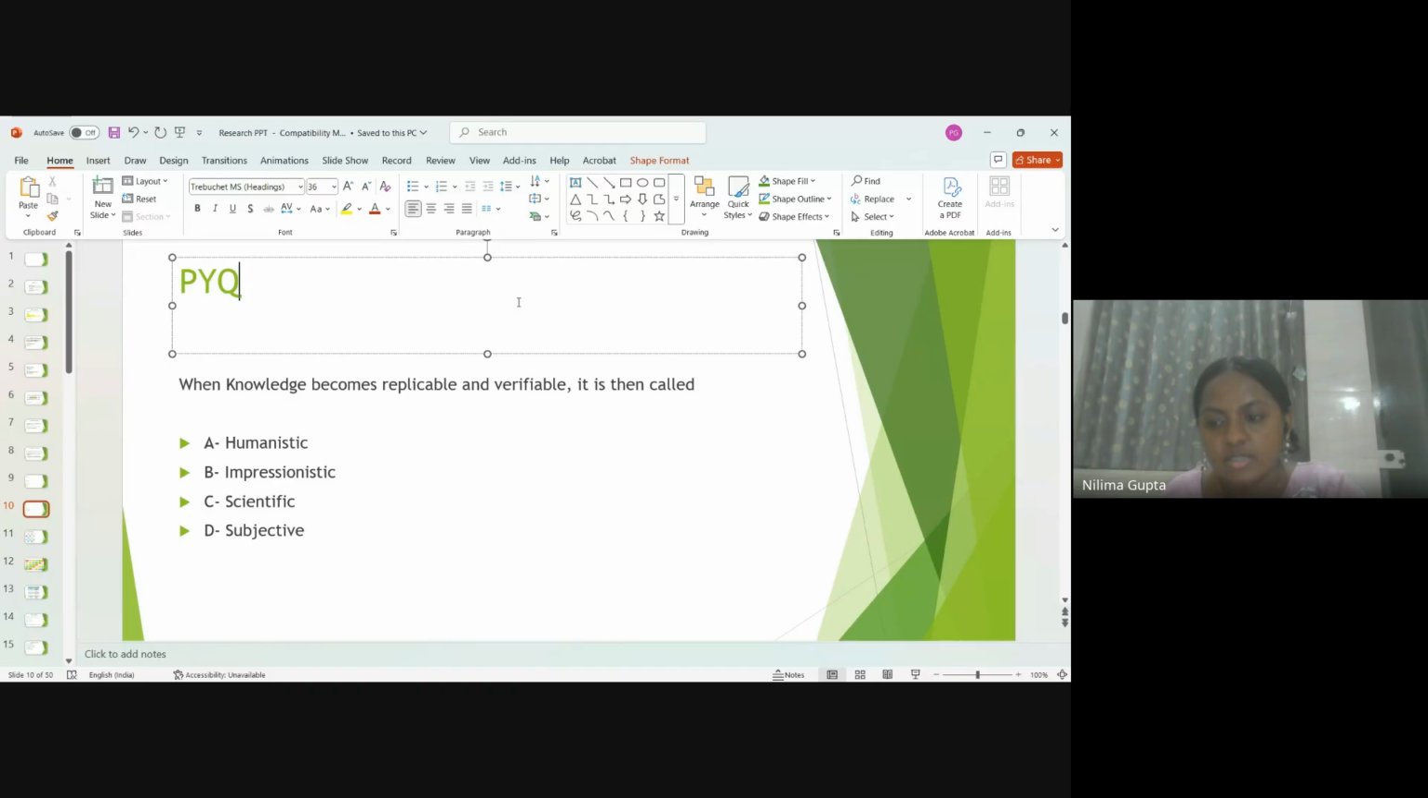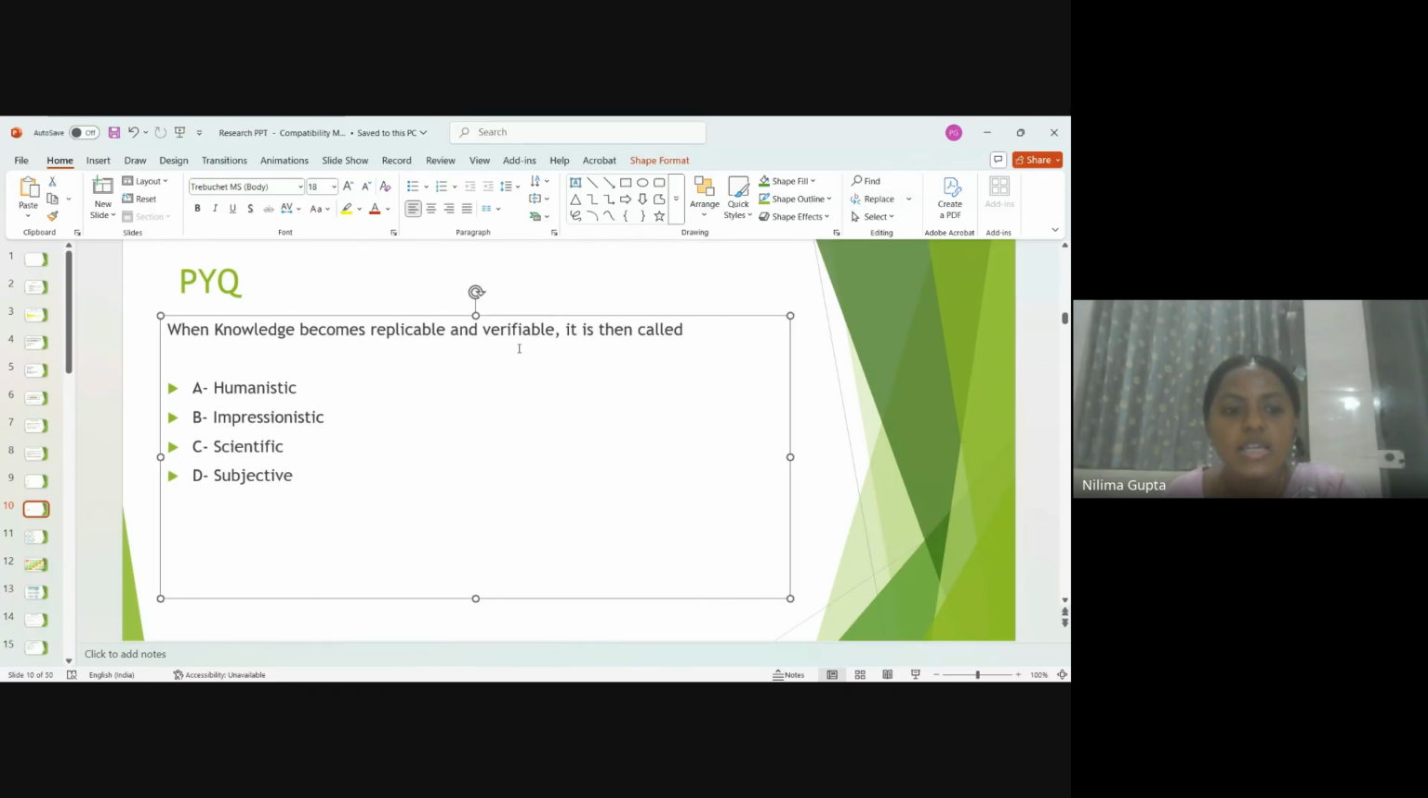Perfect. Yes, all of you are giving the correct answer. So when knowledge becomes replicable and verifiable, it is called as scientific. Research cannot be subjective at all. It cannot be humanistic also or impersonistic. Research itself is very scientific. Very good. Perfect.